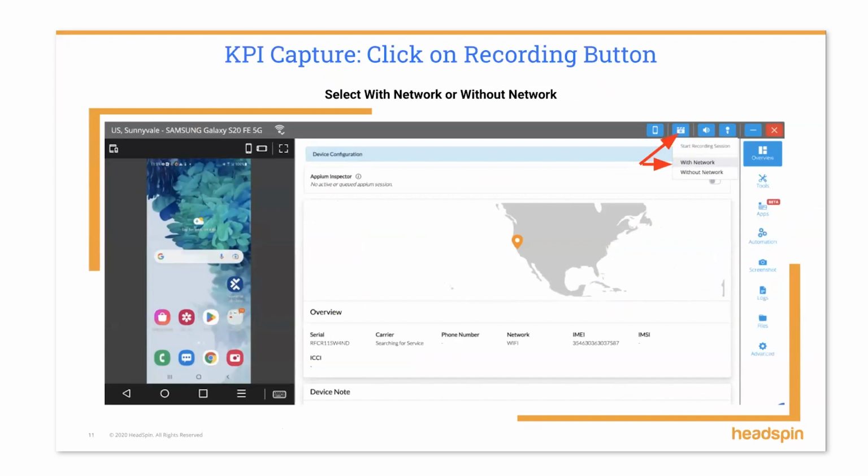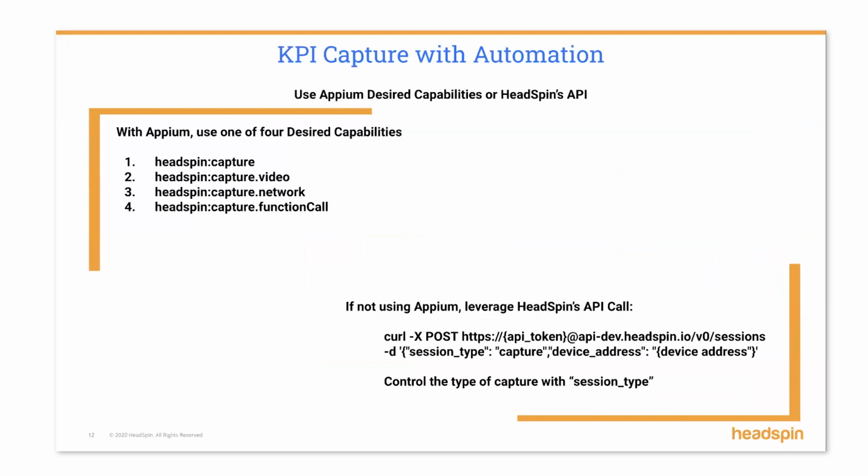If you're not doing manual and you're doing automation, we also support that. If you're using Appium, it's just a desired capability, a HeadSpin-specific desired capability, that you would use to turn on the recording. And if you're not using Appium, maybe you just want to do a direct API call, we support that as well, where you can just start a session and do the recording for that.